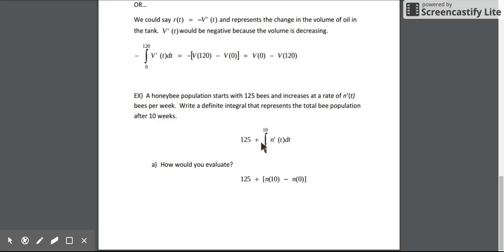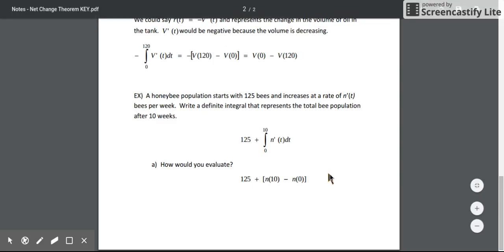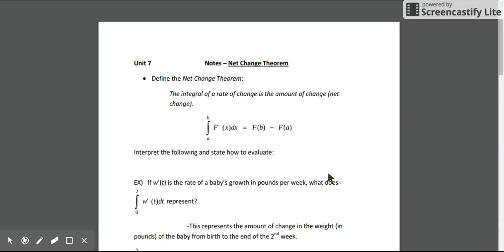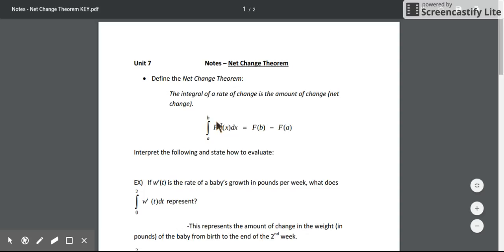To evaluate it, we could integrate the derivative or integrate the rate of change. So the number of bees after 10 weeks minus the number of bees that we started with, plus that initial population of 125. So that's essentially the net change theorem. If we integrate a rate of change, we get the total amount of change of whatever we're talking about.